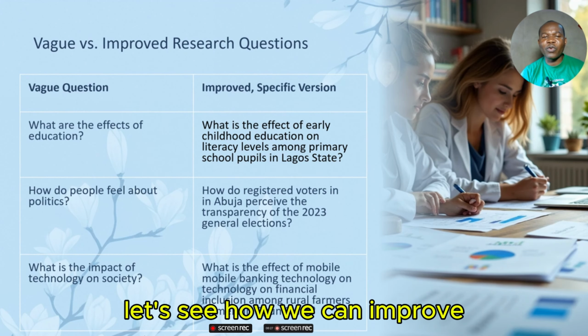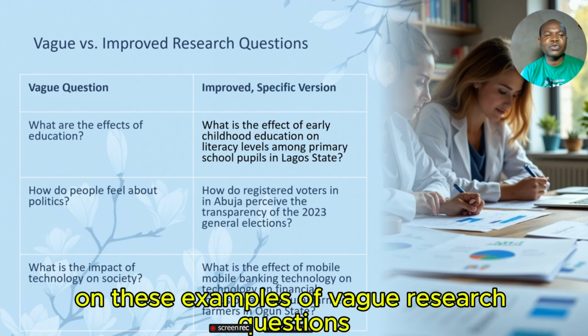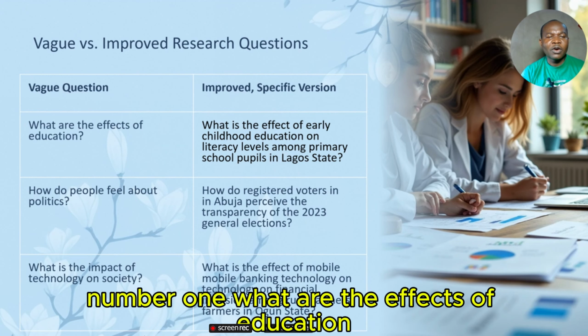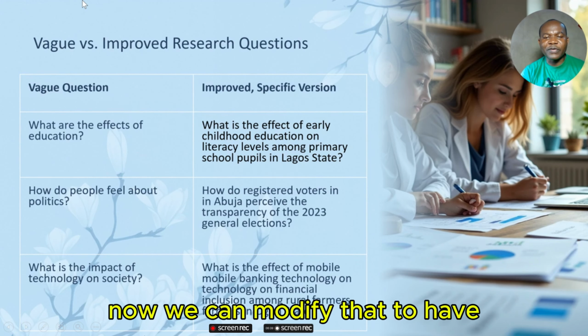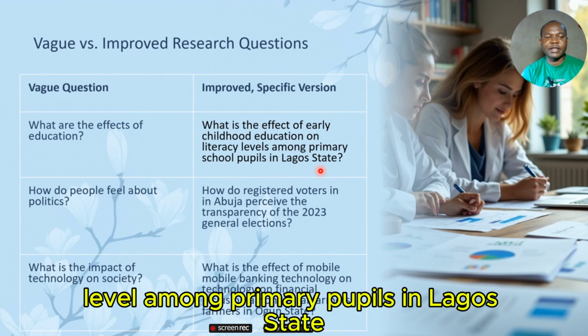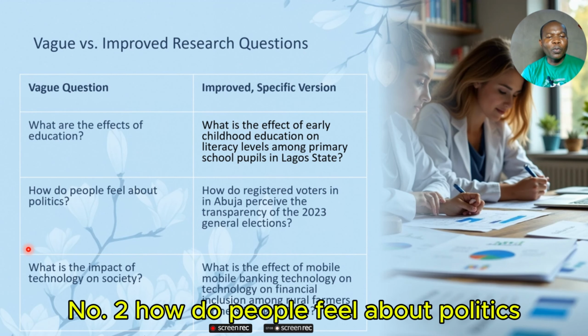Okay, now let's see how we can improve on these examples of vague research questions and see the difference it will make. Number one, what are the effects of education? Now, we can modify that to have the effect of early childhood education on literacy level among primary pupils in Lagos State. Number two, how do people feel about politics?